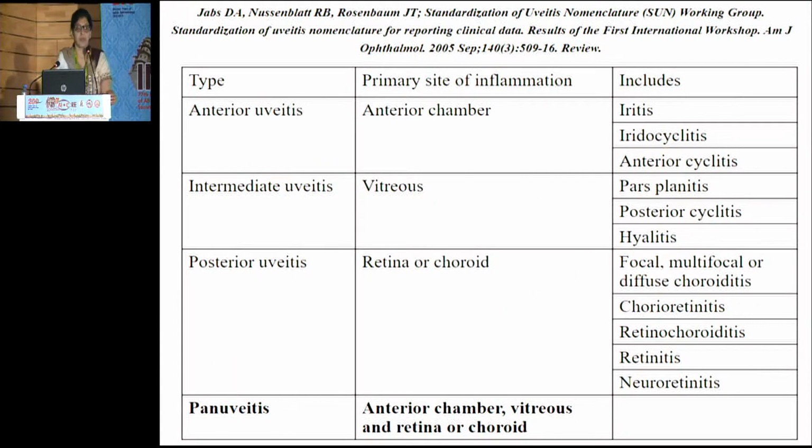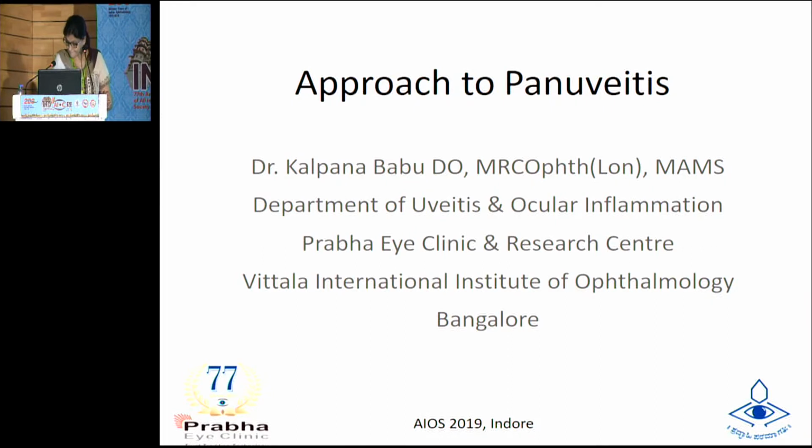Pan-uveitis. Now, this talk will be a summary of the previous talks because pan-uveitis is defined as inflammation of the anterior chamber, vitreous, the intermediate zone, the retina, or the choroid. And this is as per the latest SUN classification of uveitis.